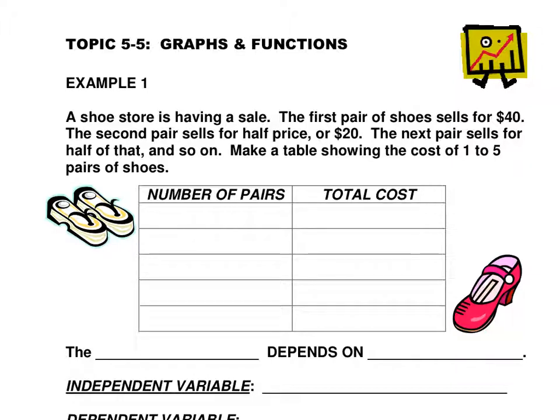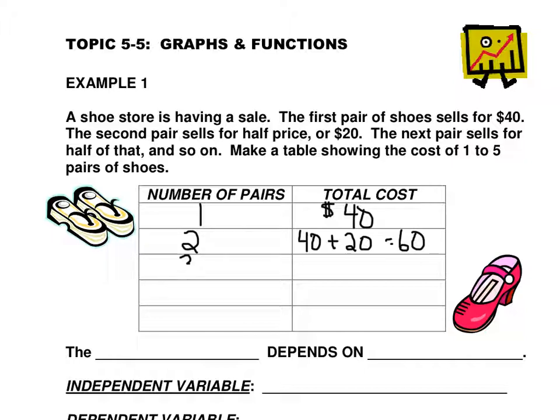All right, so let's see. If you buy 1 pair of shoes, the cost will be $40, is what it says. Then it says the second pair sells for half price, or $20. So if you buy 2 pairs of shoes, then it would be $40 plus half price, which is $20. So you'd pay $60 for 2 pairs of shoes.